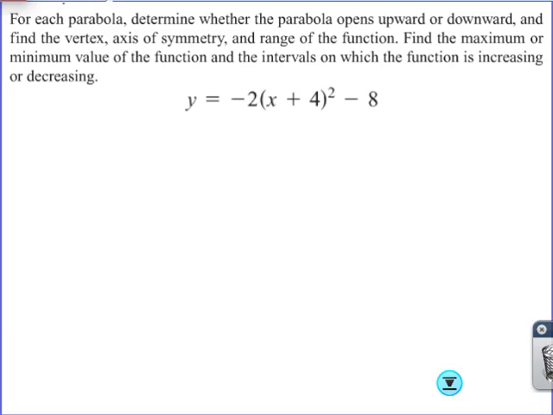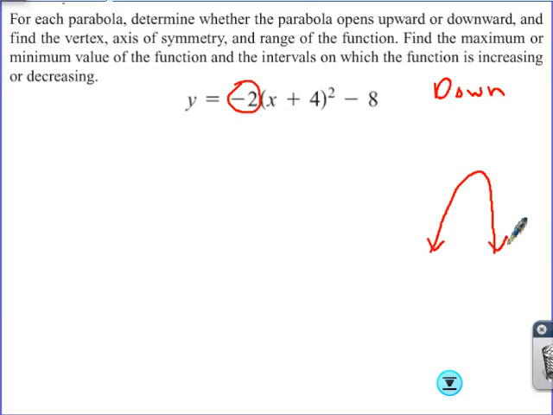Look at all the stuff this asks you to find. For each parabola, determine whether the parabola opens up or down, and find the vertex, find the axis of symmetry, find the range, find the maximum or minimum value of the function, and the intervals on which the function is increasing or decreasing. This is just a good review problem. Okay, let's start with whether the parabola opens up or down. Right there tells you. This parabola opens down. It'll be shaped like this.